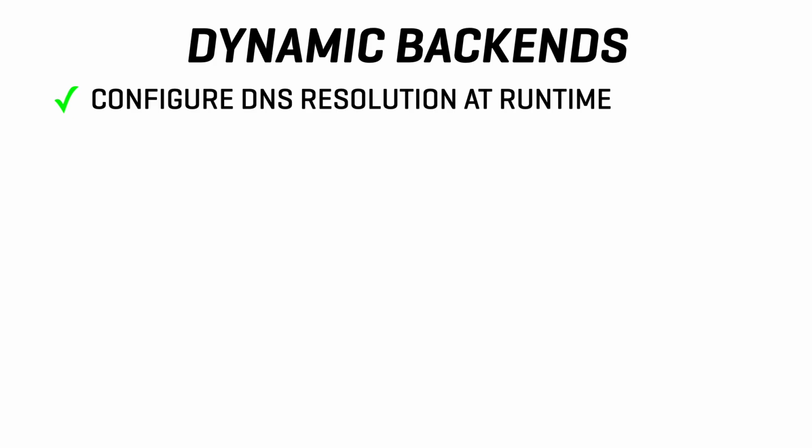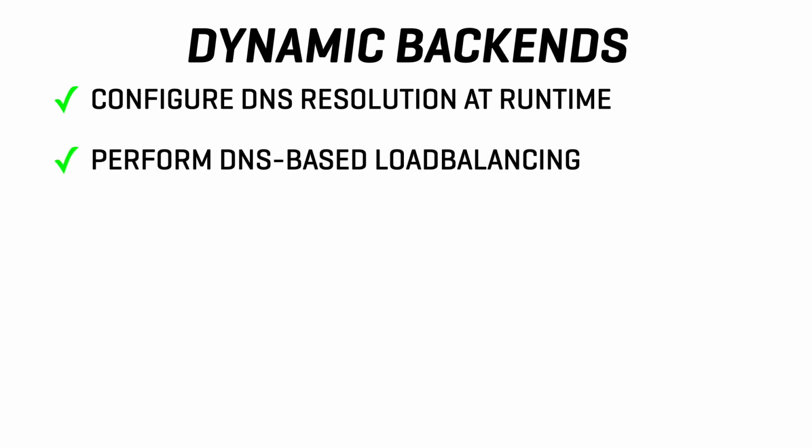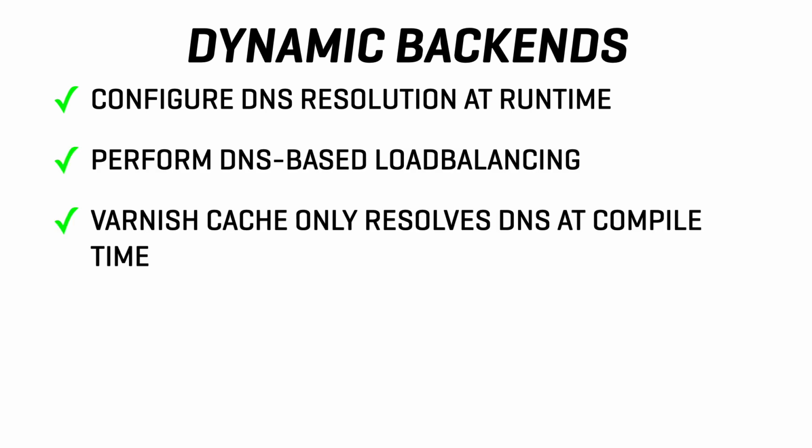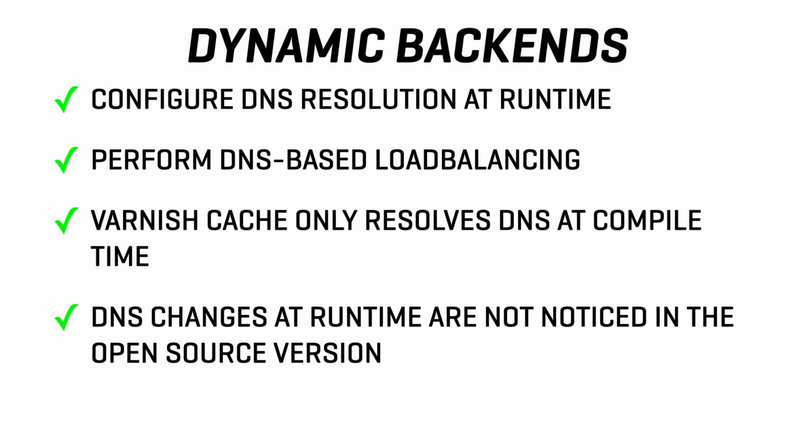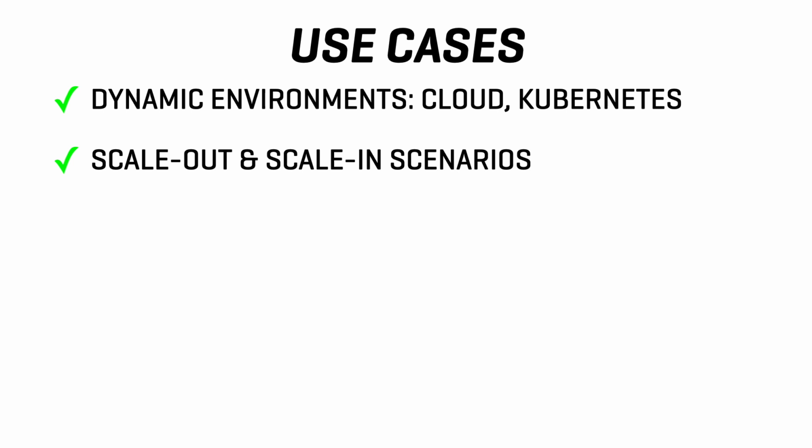The next feature is dynamic backends, which is also supported by Varnish Enterprise for Magento. And it means that you can configure how DNS resolution happens at runtime, and you can even perform DNS-based load balancing. This is of course not supported by the open source version, where DNS resolution, maybe of your backend hostname, only happens once at compile time. That's the only time the DNS resolution happens. Any DNS changes at runtime, Varnish will be oblivious to, which is very detrimental to dynamic environments where there might be scale out, scale in scenarios.